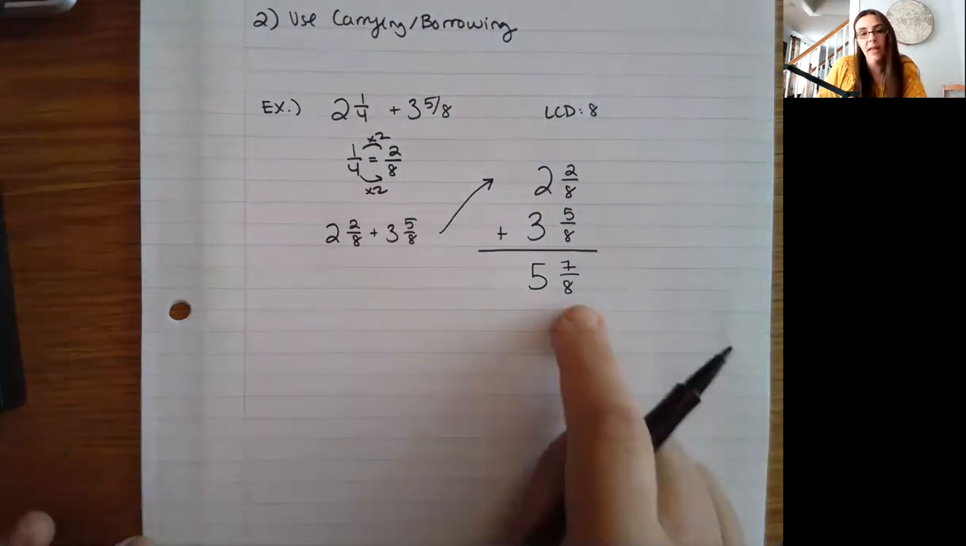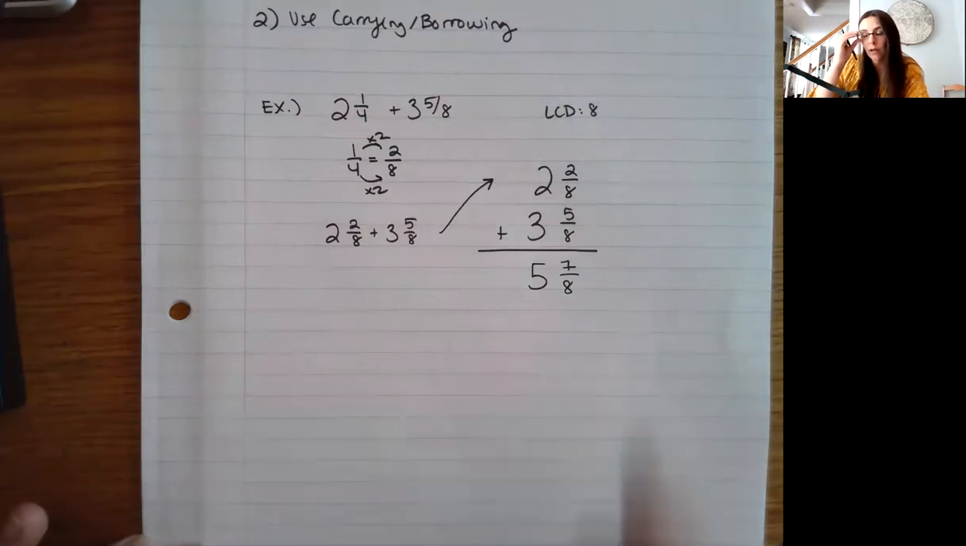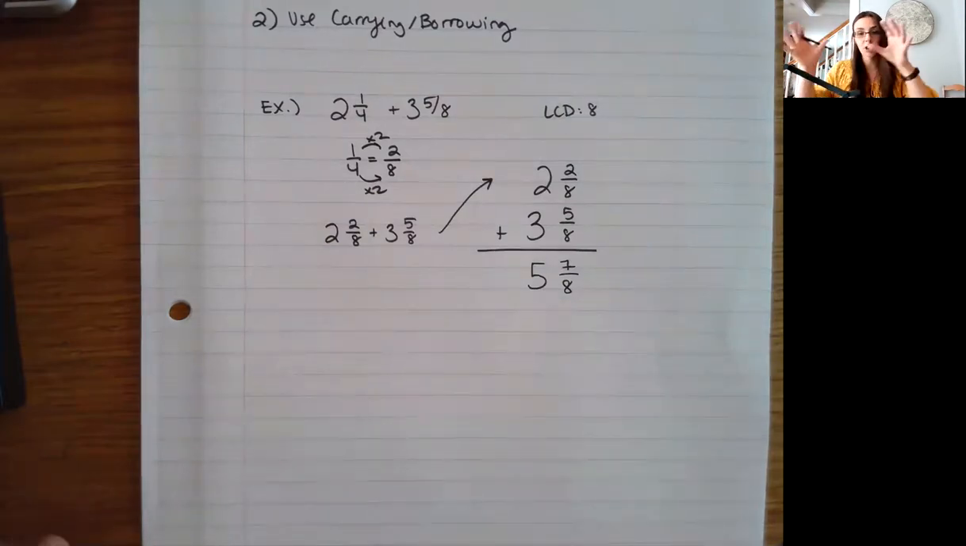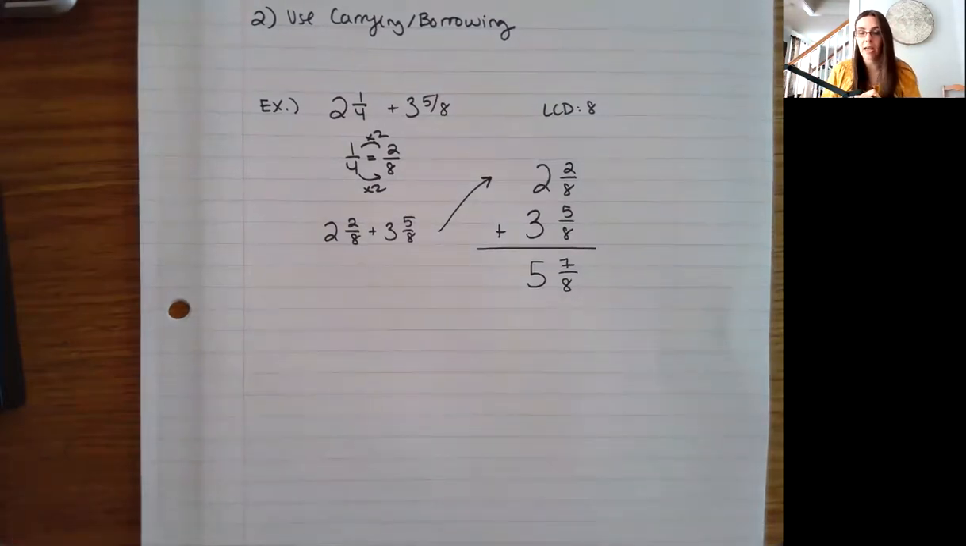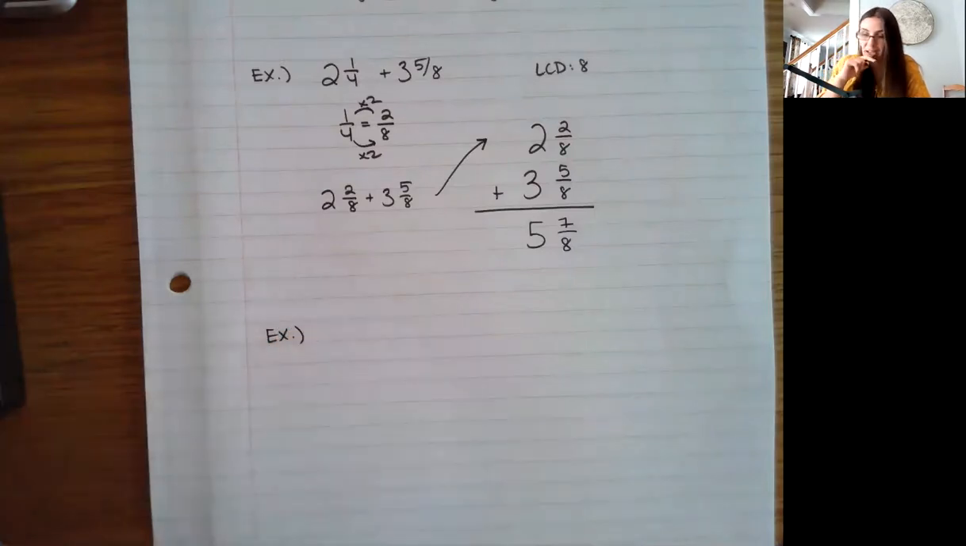Now you do want to make sure that this fraction is simplified, which it is. So sometimes you still have to check the final answer. But that's it, I'm all done. So I convert just the fraction part over, and then I go ahead and line them up vertically and add. Now let me do another example of one where you actually have to carry, because that's where it gets a little bit different.